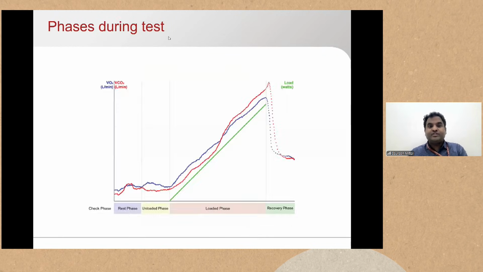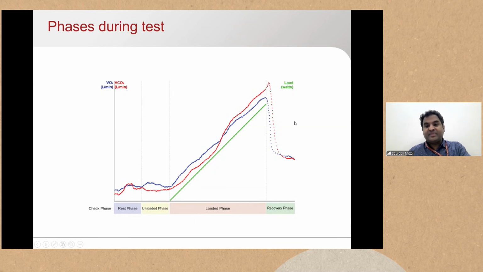Now, what are the phases during a test? It is also very important. When we start the test, the patient is made to sit on a cycle or asked to walk on a treadmill. There is a rest phase. That means in the beginning, the patient has to just sit there and not do anything. Then the patient is asked to do unloaded cycling, so there is no resistance to the cycle. The patient just cycles very freely. Then gradually the load to the cycling is increased. So the patient has to cycle, but the resistance continues to increase. That's called the loaded phase.